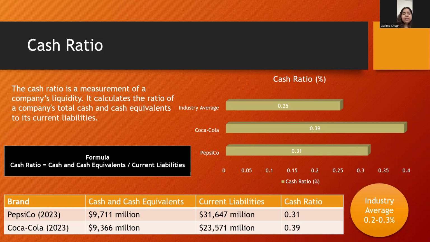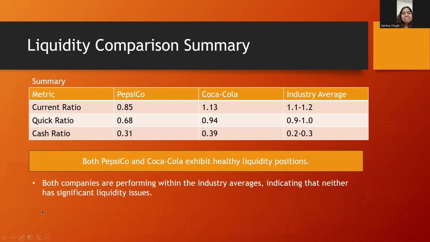Now, liquidity comparison. Next slide. Overall, Coca Cola has a stronger liquidity position than PepsiCo across all three metrics, while both companies operate within industry benchmarks. Coca Cola maintains a higher ability to meet short term obligations. PepsiCo's slightly lower ratios suggest it may be leveraging its resources differently, possibly to invest in expansion or product development. So, in conclusion, Coca Cola outperforms PepsiCo in both profitability and liquidity.